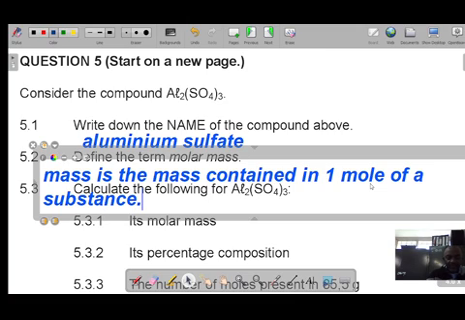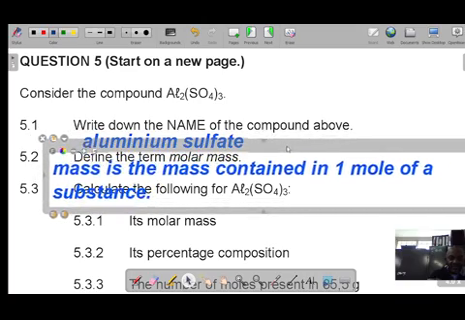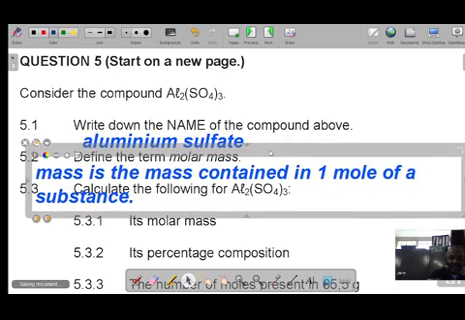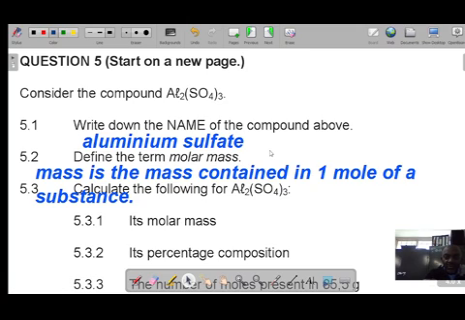What about molar volume? The volume contained in 1 mole of a substance. But here they want molar mass. It is the mass contained in 1 mole of a substance. Now let's calculate the molar mass of aluminium sulfate. Aluminium has atomic mass 27, sulfur 32, and oxygen 16. So we can now do the calculation to get our molar mass, capital M. The molar mass will be given by what? Let's get it here.